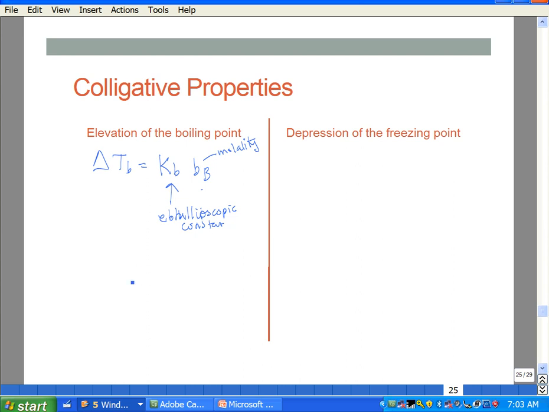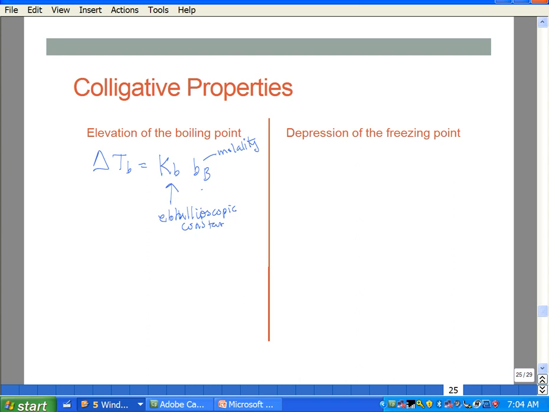So all you got to do in order to determine how much temperature reduction or increase you get. We put salt in our water when we want it to boil hotter. So to figure out how much hotter it boils, all you got to do is take the molality of that water solution times the ebullioscopic constant for water.